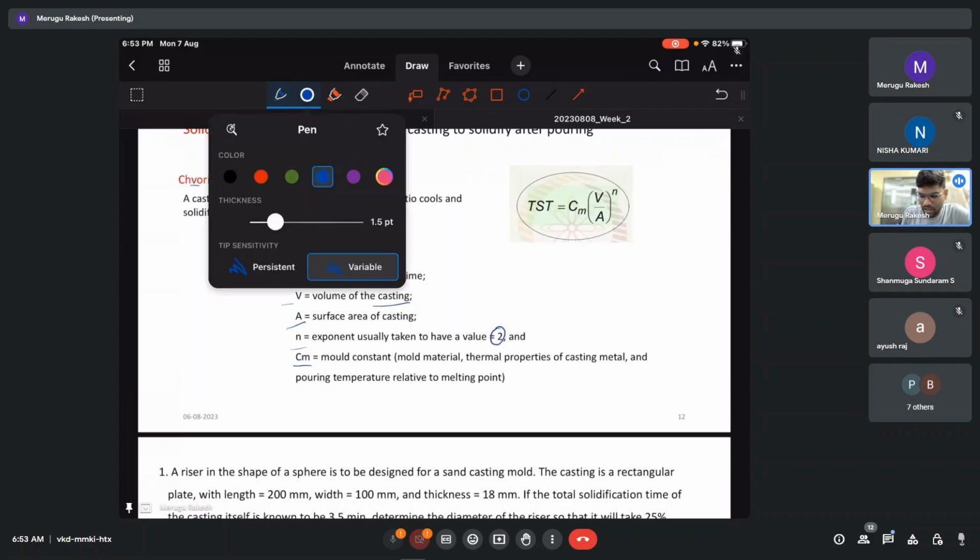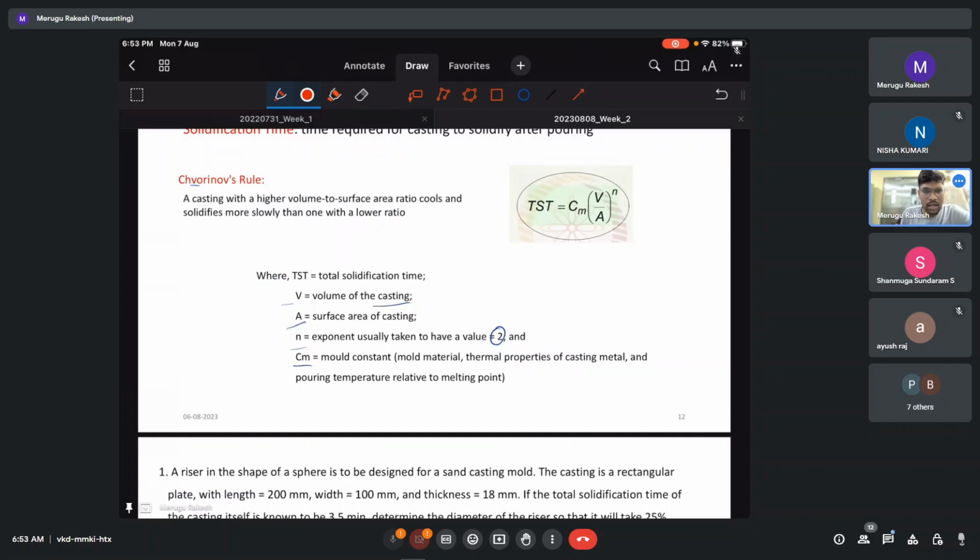You have to pay attention to which properties this mold constant depends on. It depends on the mold material, the thermal properties of the casting metal, and the pouring temperature related to the melting point. The mold material is sand, fine sand or green sand, or different types of sand with different clay material or water percentage. Thermal properties mainly means the thermal conductivity of the metal. And the pouring temperature related to the melting point means the melting point of the metal as well as its pouring temperature, nothing but the superheat. These are the three properties the mold constant depends on.